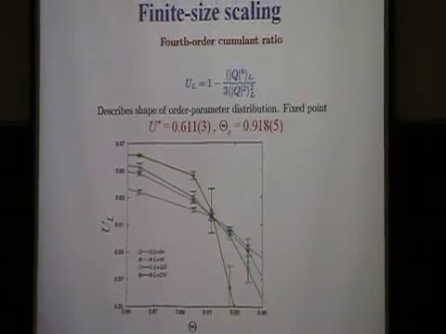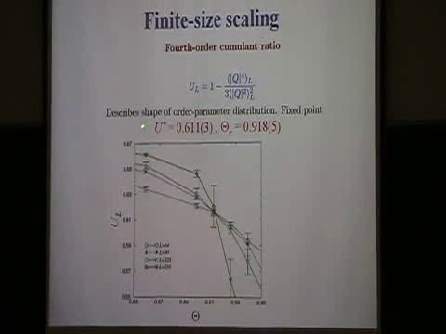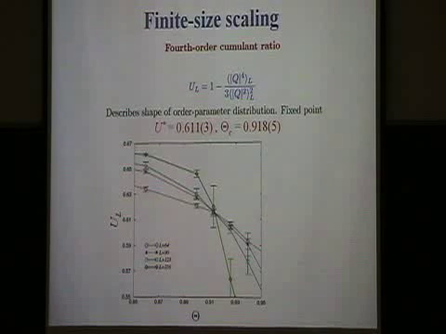Okay, so here we are. Actually, here's my critical point. The other is that the crossing value of this fourth order cumulant is actually a universal number. For the Ising model, it's 0.611 and lots of decimals. It's been measured very accurately numerically.